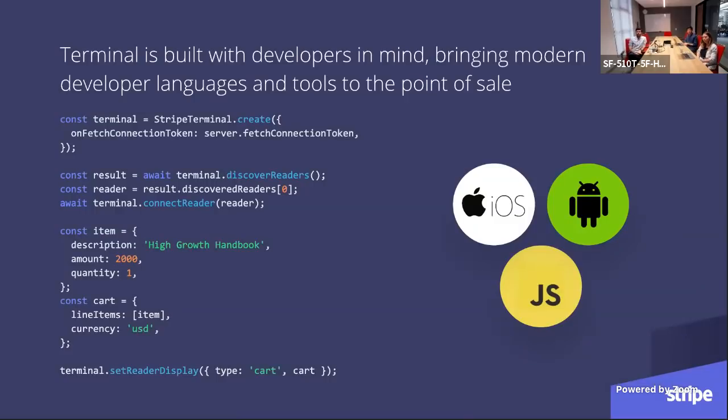The other core part that I wanted to mention here is that Terminal is really built with developers in mind. This is a part of the product that I personally really love. Today, we support iOS and Android native SDKs in addition to a JavaScript SDK for the web. Getting set up with Terminal is really fast, and we've been blown away with how quickly folks have been able to build an MVP integration, get up and running, and start accepting payments. The code snippet you see here on the screen is just an example of how you'd be able to customize the reader display. Going back to that ability to customize the payment experience, you can make sure that your customers who are in the store are seeing what you want them to see and in line with your brand.